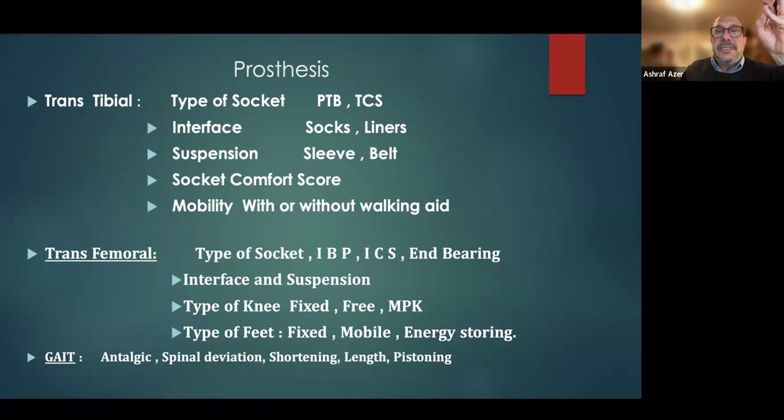Not the walking distance, not the speed, not anything. How comfortable are you within the socket? Okay? 10 is the best, 0 is the worst. Mobility with or without walking aid.